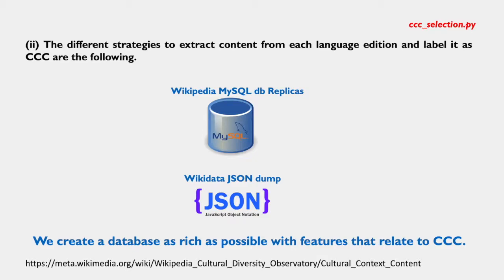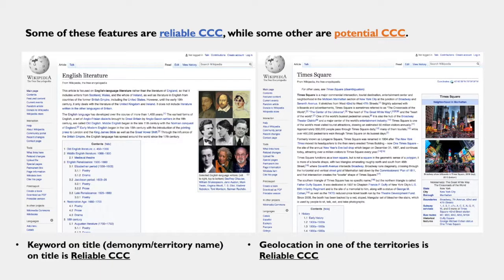Using these sources of data, we collect articles with different strategies. Some strategies are reliable because they provide articles that we can consider 100% sure that they should belong to the CCC dataset. And some other strategies just provide potential CCC articles. For instance, among the reliable, we find those having the keyword on the title, like English literature, or geolocation in one of the territories of the CCC, like Times Square.